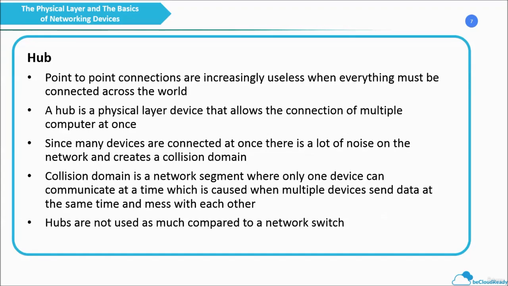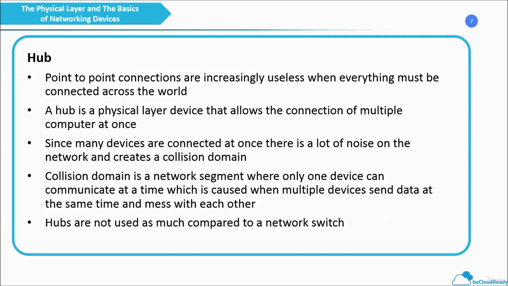Let's talk about what the hub is. A hub is a physical layer device that allows the connection of multiple computers at once. And the reason we need something like a hub is that point-to-point connections are increasingly useless in our day and age, because nowadays everything is connected globally. So what is the reason for having just one computer connected to another computer across the room, where what you would want nowadays is to have that same computer connected to another computer all the way in London to Toronto to Australia, wherever the connection may be.